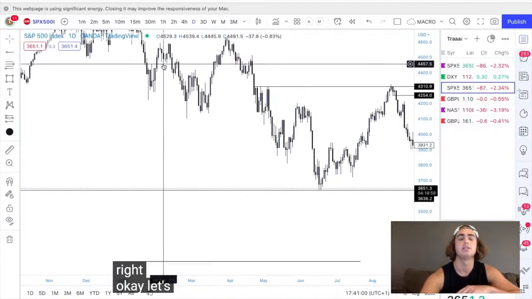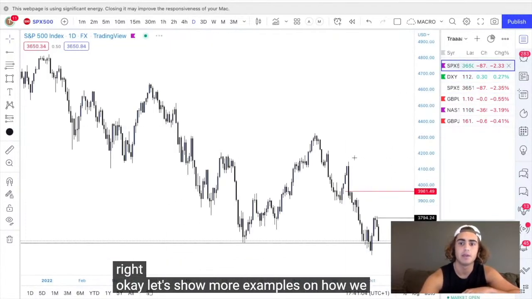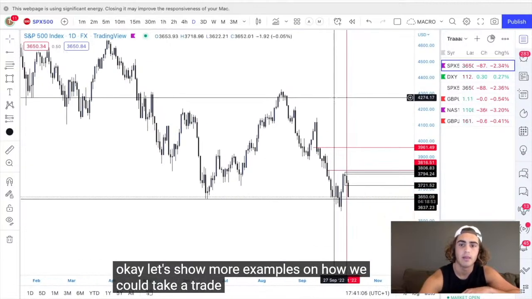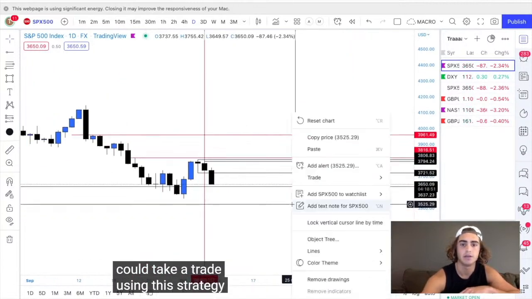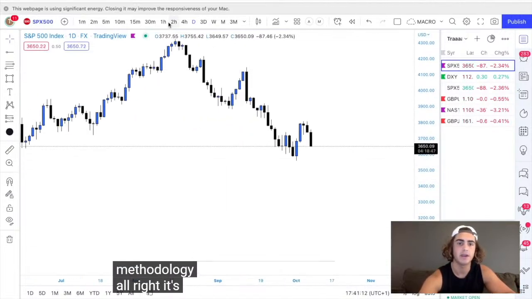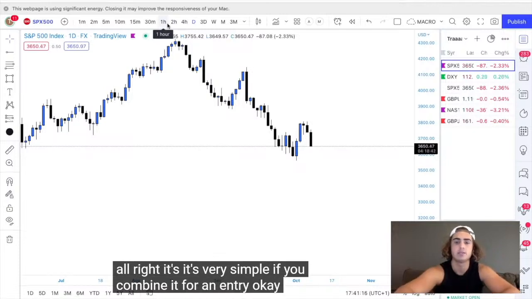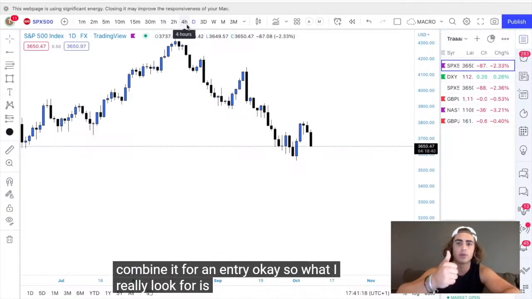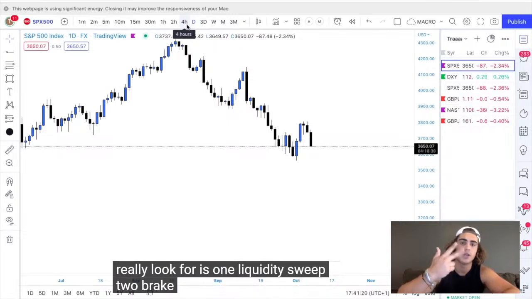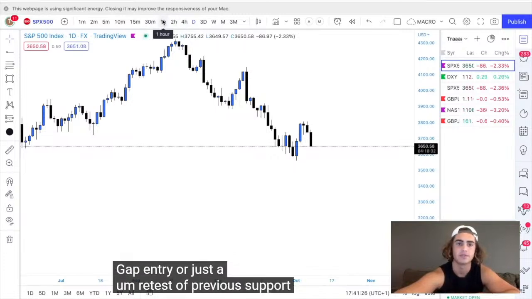Okay. Let's show more examples on how we could take a trade using this strategy, or using this methodology. It's very simple if you combine it for an entry, okay? So what I really look for is one, liquidity sweep, two, break of structure, three, fair value gap entry, or just a retest of previous support or previous resistance.